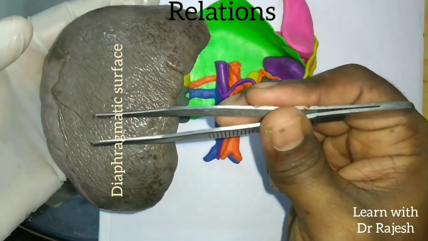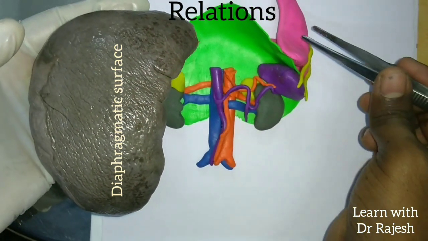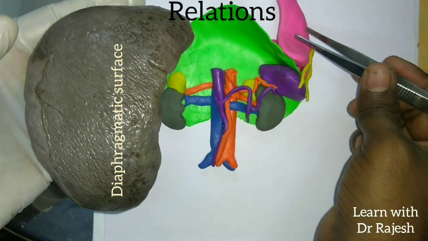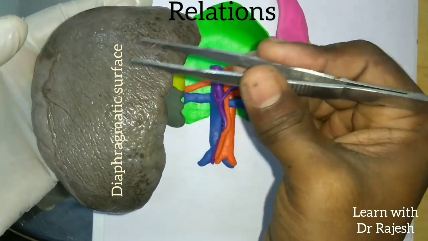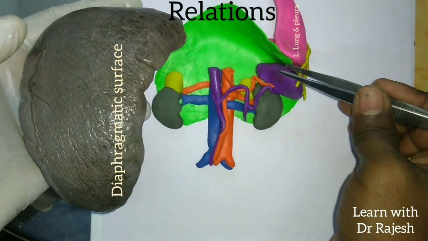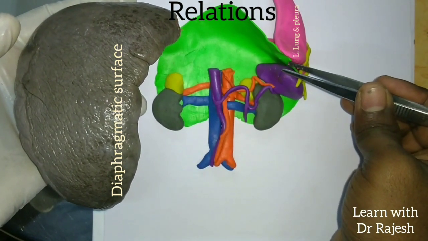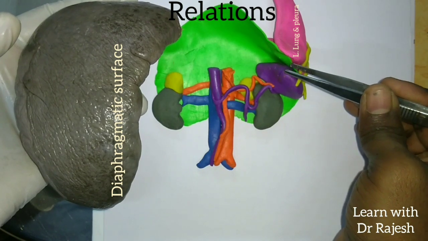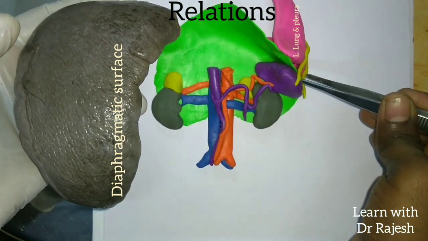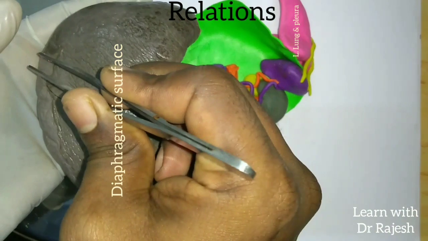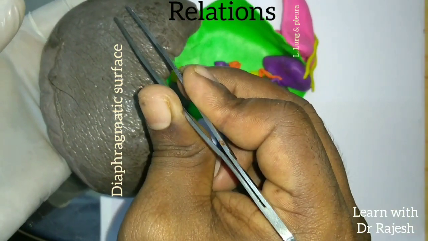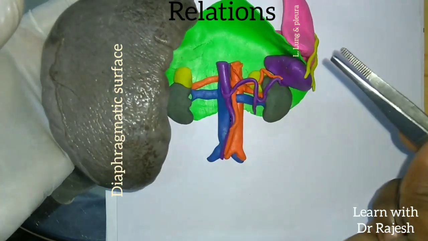Now, this diaphragm separates the spleen from the lung and the pleura along the superior aspect. Mainly the lung is along the superior aspect, and the pleura extends up to the inferior aspect. So the lung will be extending only till here, then the pleura will be extending till the end.